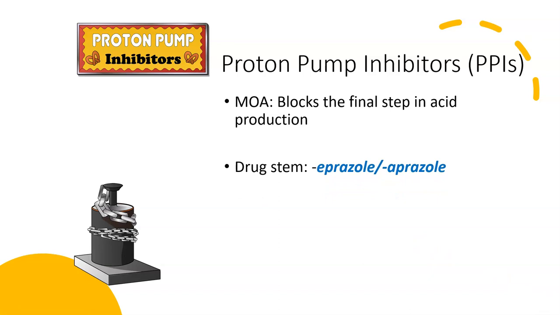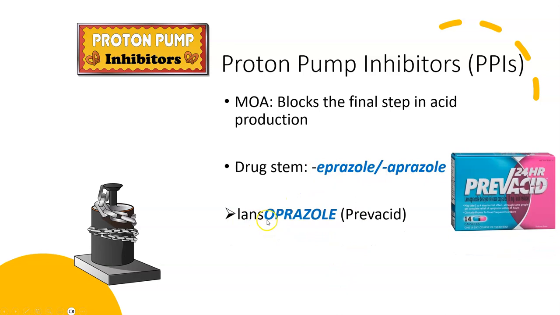And I know your book says the prazole part of it, or even the azole part. There's too many other drugs that use prazole or even azole. So we're taking out an extra letter because they have a different letter in that place. So eprazole or oprazole, and examples like lansoprazole. We've got the oprazole. That is Prevacid. It's preventing acid.